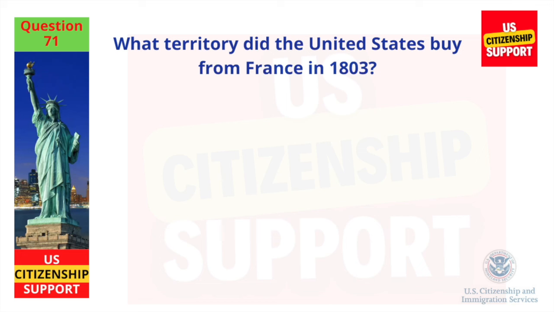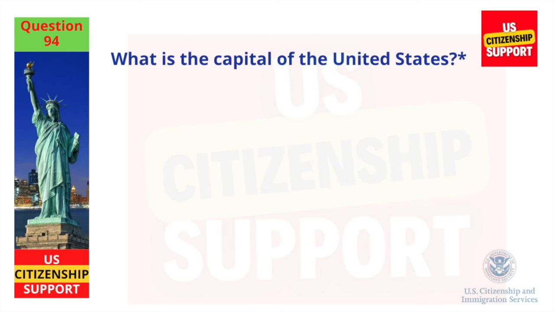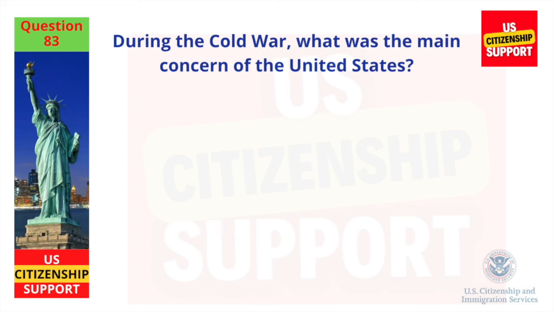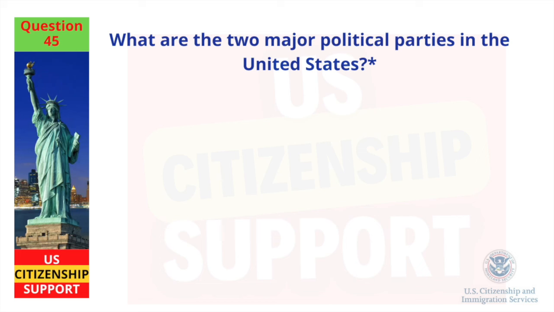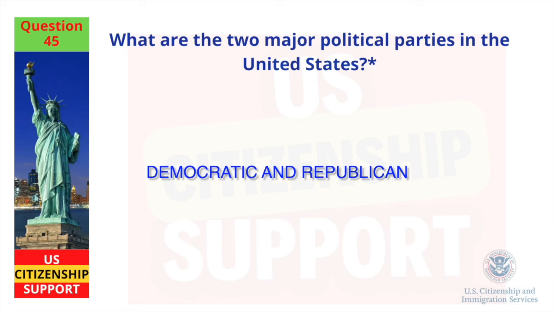What territory did the United States buy from France in 1803? The Louisiana Territory. What is the capital of the United States? Washington, D.C. During the Cold War, what was the main concern of the United States? Communism. What are the two major political parties in the United States? Democratic and Republican.